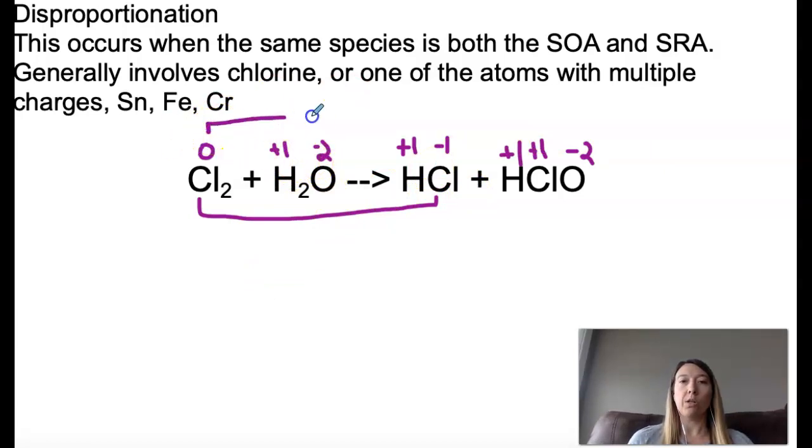It was actually this chlorine that did two things, right? In one case, it went from 0 to -1. In the other case, it went from 0 to +1. So here we have the gain of electrons, and here we have the loss of electrons. Disproportionation is when it is the same species, in this case the chlorine, that underwent both reduction and oxidation, okay? So we don't need to spend a lot of time on it.